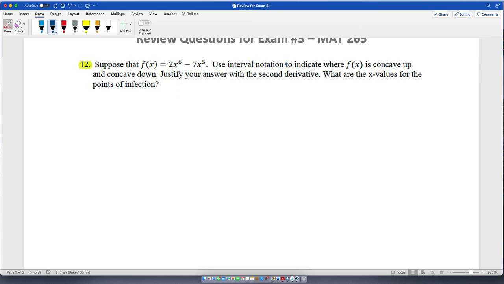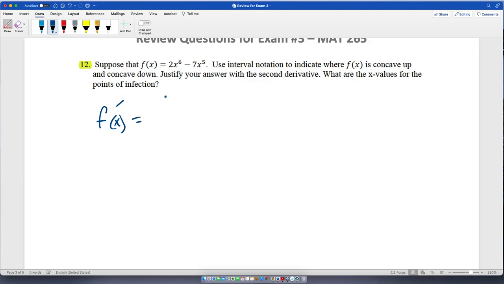Okay, so how do we find where something's concave up or concave down? Second derivative is the easiest way. You can do it with the first derivative, but the second derivative definitely does. Wherever the second derivative is positive, we've got concave up, because that makes you happy. Wherever it's concave down, it's negative, because that makes you frown, right?